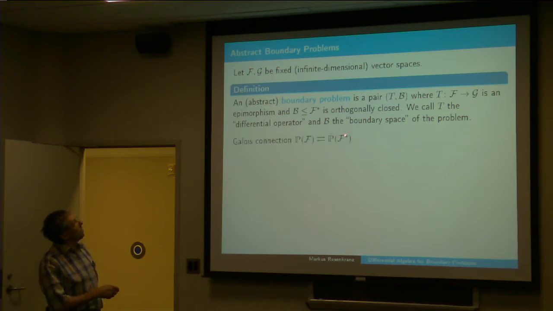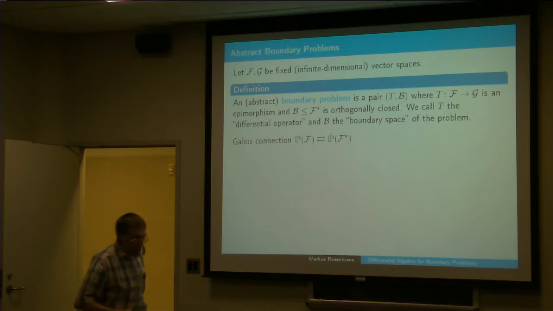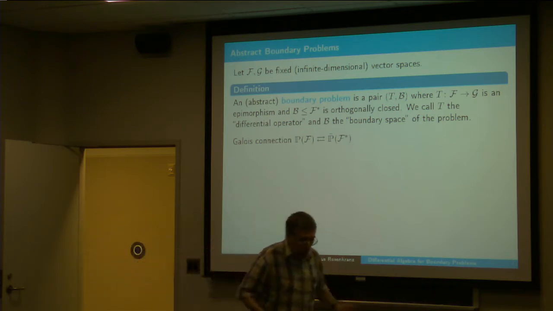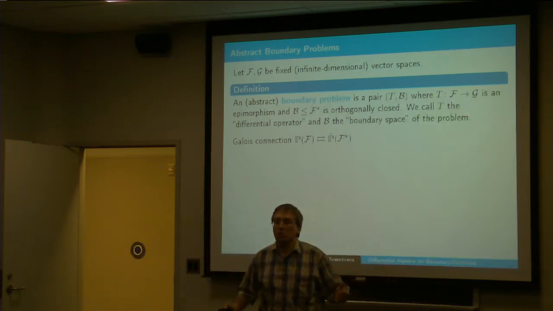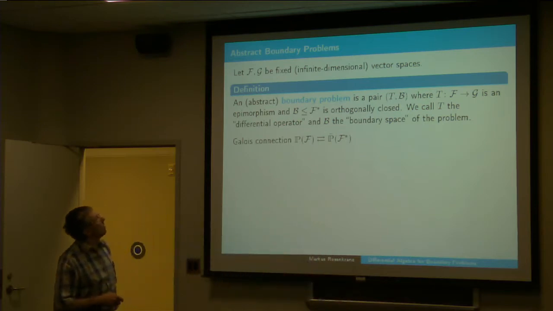So what I'm using here is a Galois connection between the subspaces of F and the subspaces of F star, and actually only the orthogonally closed subspaces of F star. That's why I have a bar here, P bar. It's also called the projective geometry. So the projective geometry of a vector space is simply the collection of all its subspaces. That's a lattice. That's the complex, the orthogonal geometry.